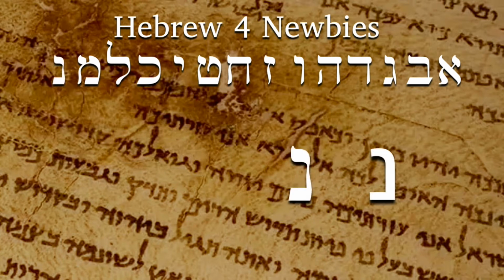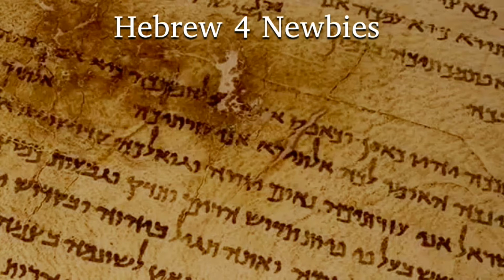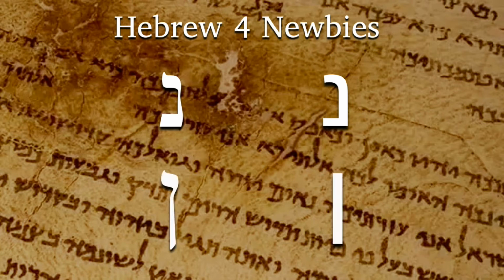All right? We have the letter noon, which, some people say it's a fish, some people say it's a seed. The idea is life or growing, continuing. It's the N sound. And this is the third letter we have, right? Is that the third one? No, it's the fourth one, with a final form, a final noon. It goes below the line. And that's what it looks like.